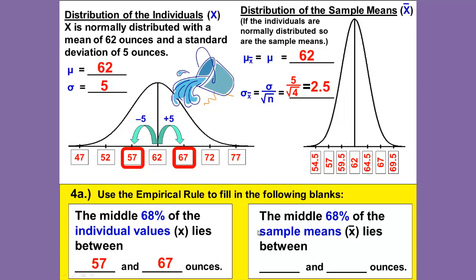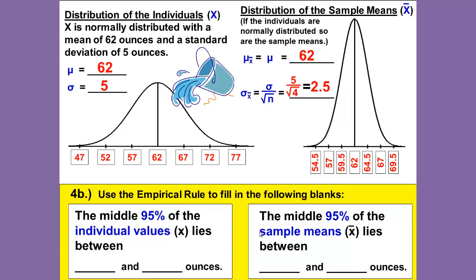The middle 68% of the sample means, X bar, lie between, well, it's still 1 standard deviation jump, but notice that that will be a tighter jump and be between 59.5 and 64.5 ounces. And since we're talking about the sample means, we will use the distribution for the sample means.